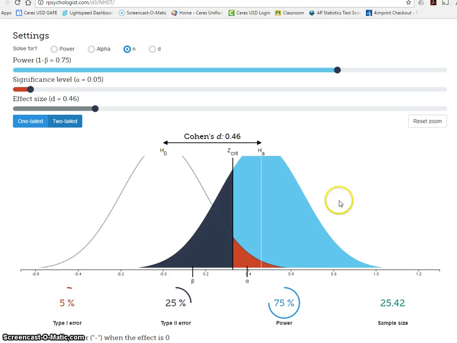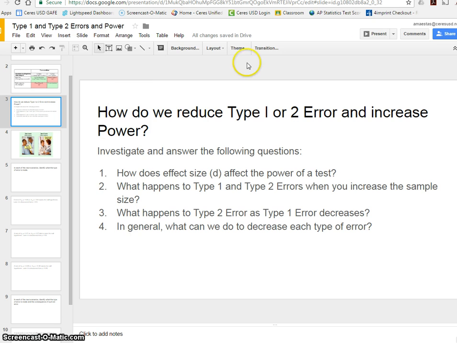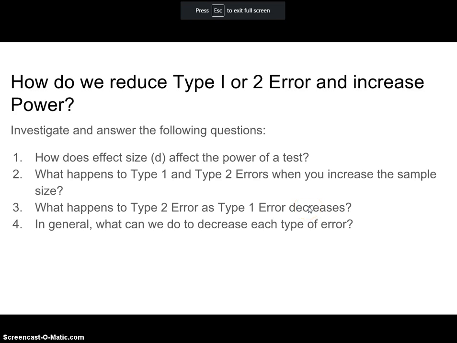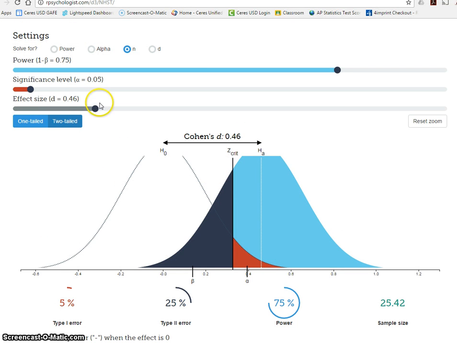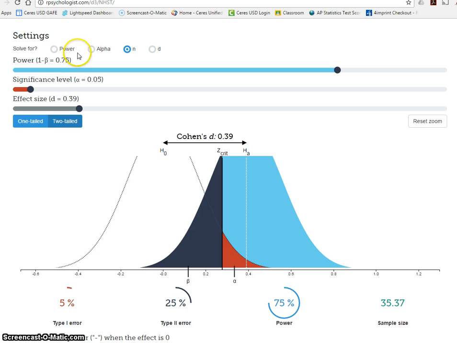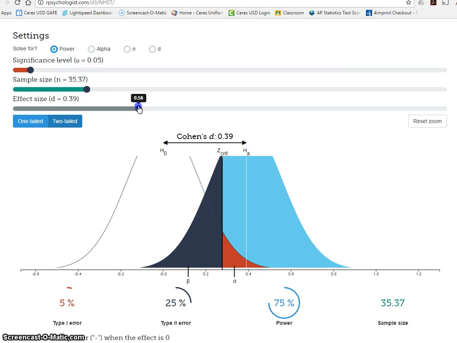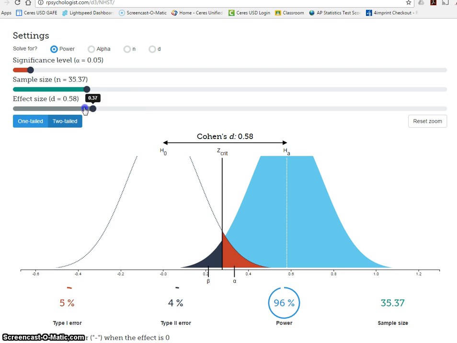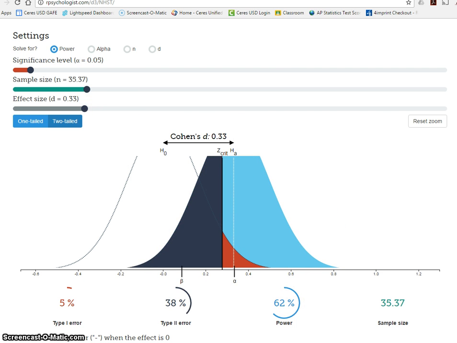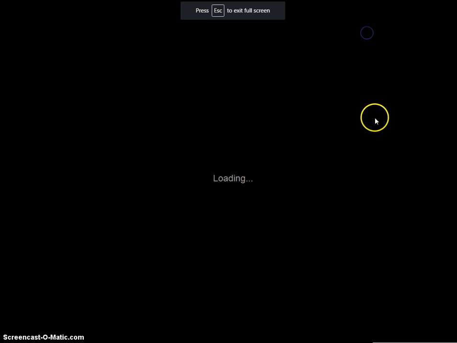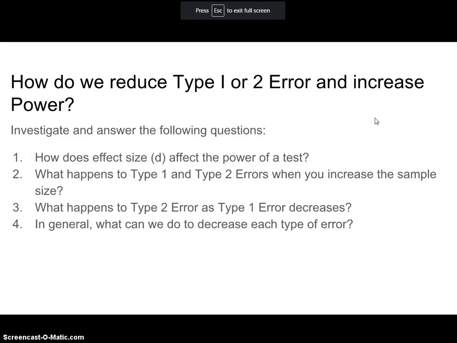All right, so let's go back and answer some of these questions that we just talked about. How does effect size affect power? Well, we didn't actually answer that one. Let's go back to answer that one here. Increase the effect size, increases the power. Decrease the effect size, decreases the power. So, how does effect size affect the power of the test? As we increase the effect size, it increases the power of the test.